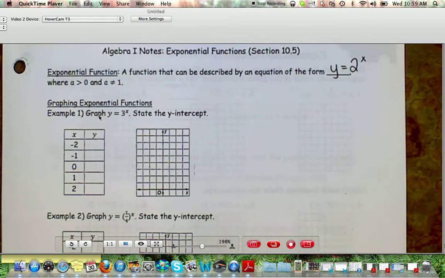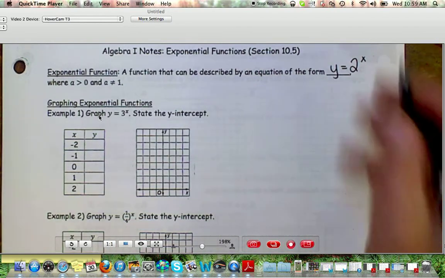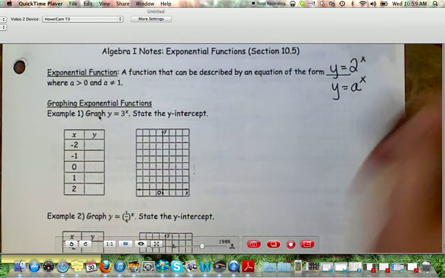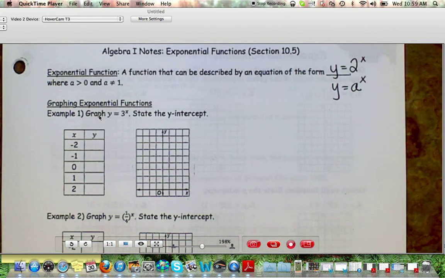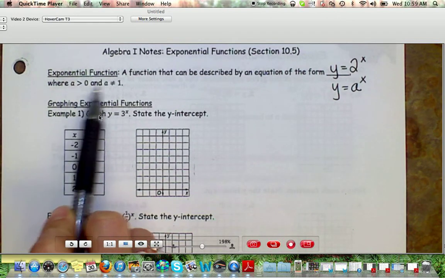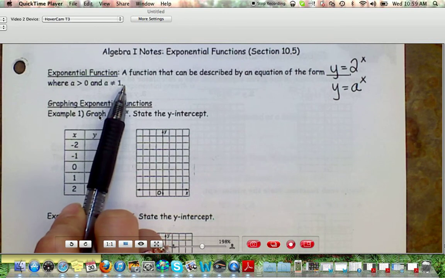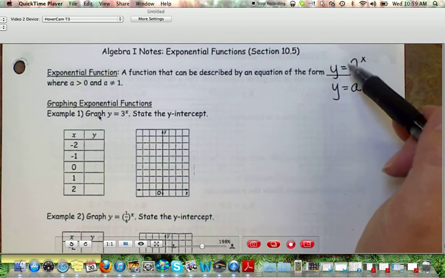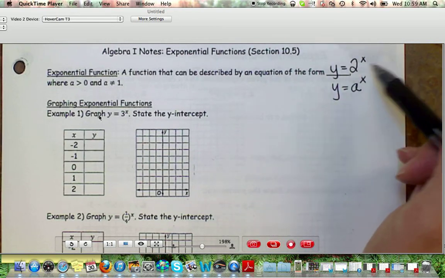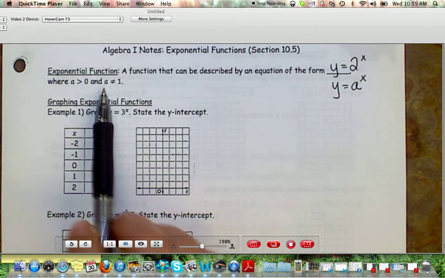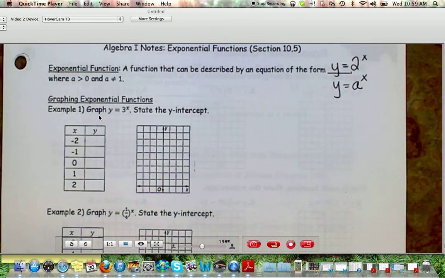I'm just putting a 2 so that you can see it, but it really can be anything raised to the x power. A lot of the generic ones would be like a to the x power, where a is greater than 0 and a cannot equal 1. If a equals 1 and you're raising it to an exponent, that would be y equals 1 every single time, which would just give you a horizontal line. So a can't equal 1 in order for it to actually be a true exponential function.